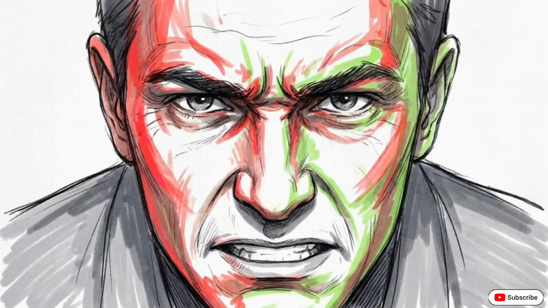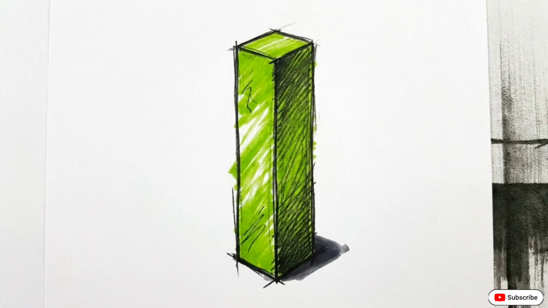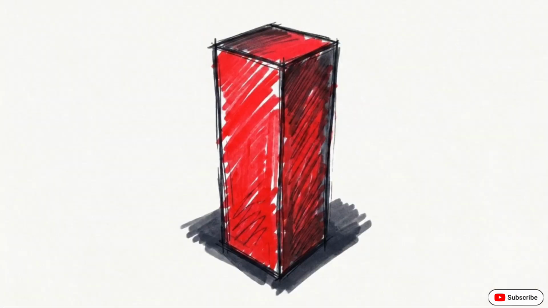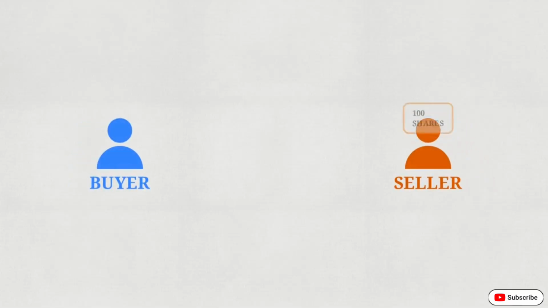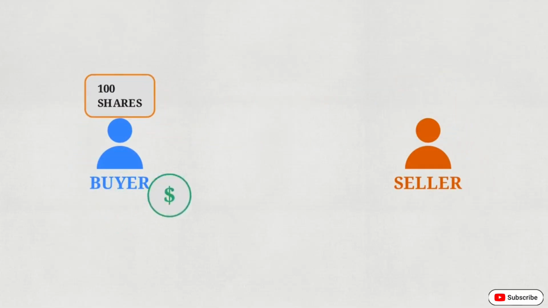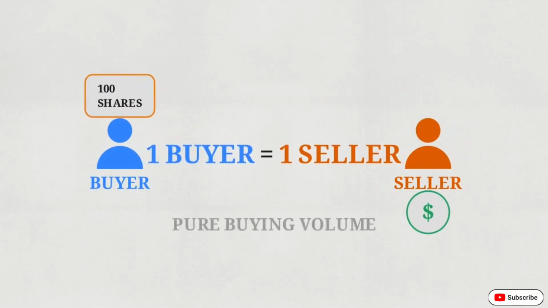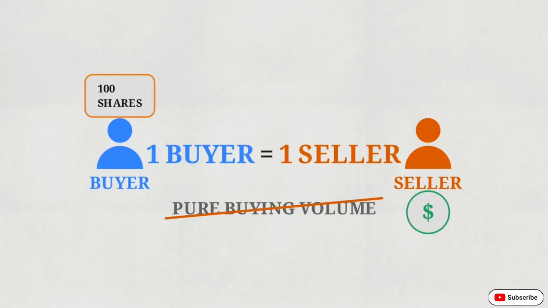Before we analyze the data, we have to unlearn a toxic habit. Most new traders look at their volume indicator, see a tall green bar, and assume it means massive buying pressure. If it's red, they assume pure selling. That logic is flawed. For every transaction in the market, there is one buyer and one seller. If you bought 100 shares, someone else sold you those exact 100 shares. Pure buying volume does not exist.